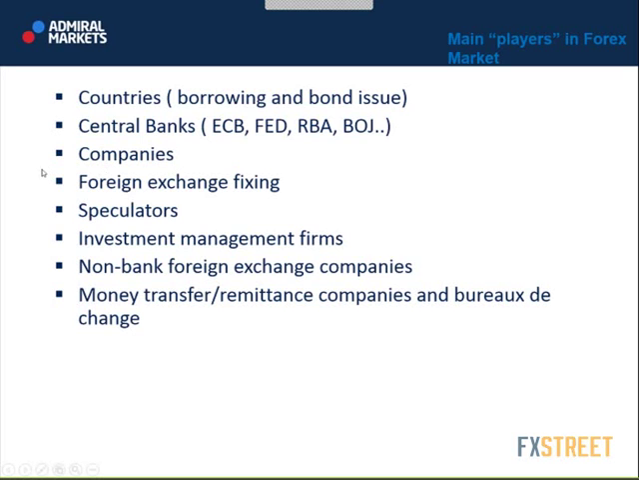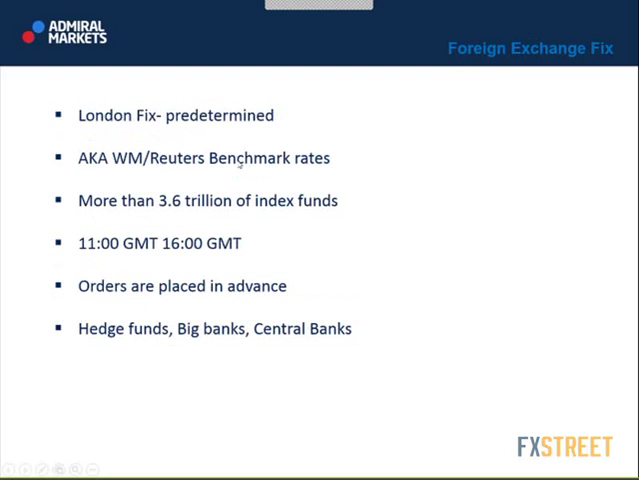I will use a separate slide to explain, because a lot of traders have been asking me what a foreign exchange fixing is. I will explain that. Then speculators. So you probably know that all of us who trade as retail traders are speculators, okay? Then investment management firms, non-bank foreign exchange companies, such as, for example, Western Union, money transfer remittance companies, so-called Bureau de Change, okay? So those are the main players. Every single transaction creates an effect on the forex market, at least a small impact, okay?